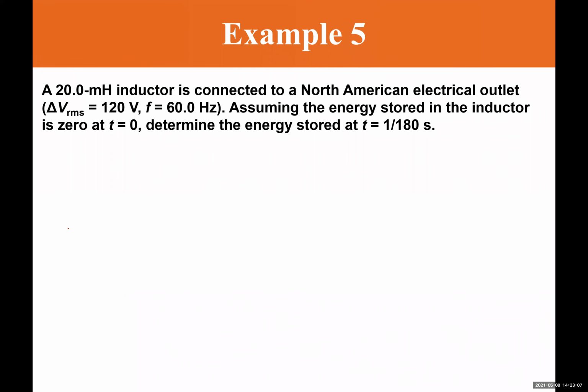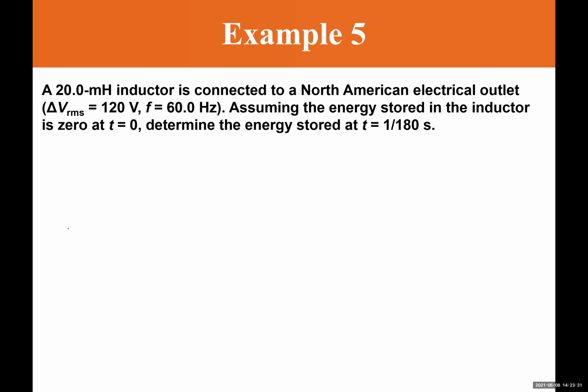All right, so here's one more example. A 200 millihenry inductor is connected to a North American electrical outlet where the RMS value is 120 volts and frequency is 60 hertz. Assuming the energy stored in the inductor is 0 at t equals 0, determine the energy stored at t equals 1/100th of a second.